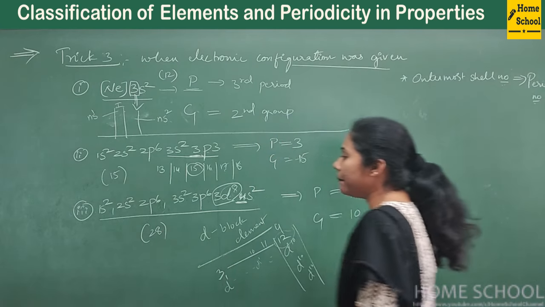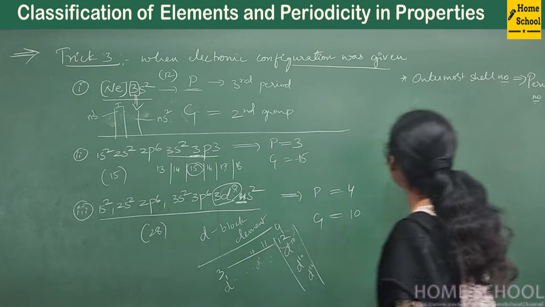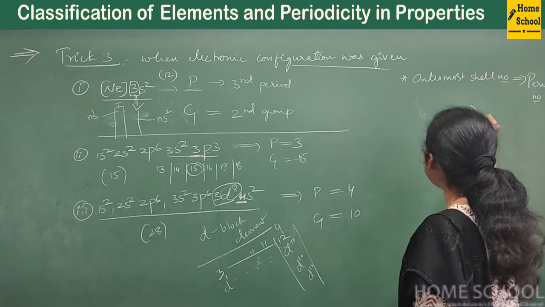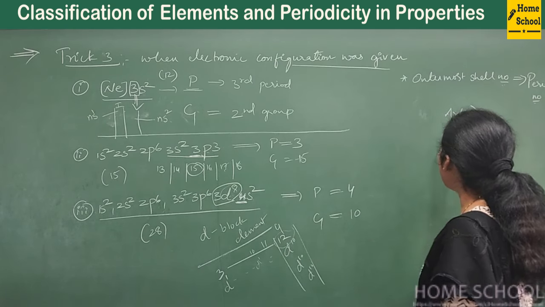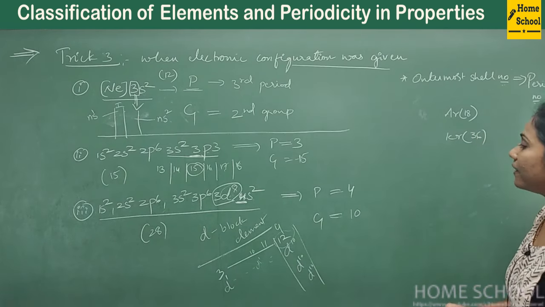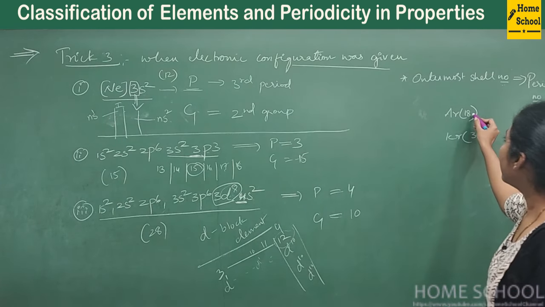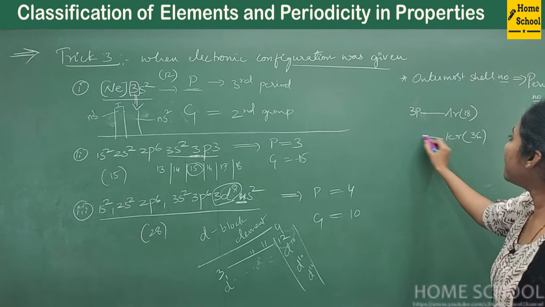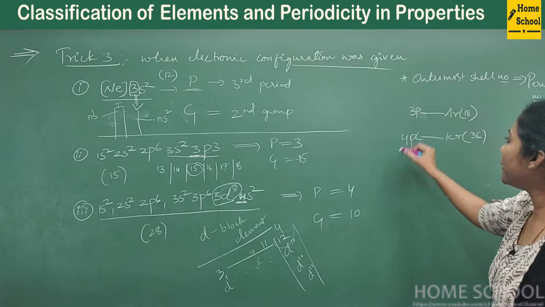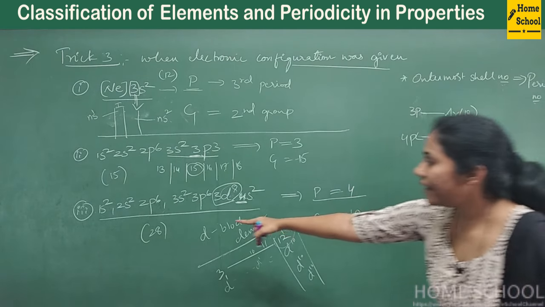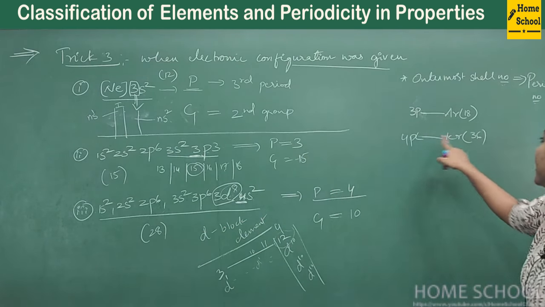So use trick number 2. This 28 will come in between argon, atomic number 18, and the next element, krypton, that is atomic number 36. So argon will come in the 3rd period, krypton will come in the 4th period, isn't it? So the period number is 4. You will decide that the 28th element's period number is 4.